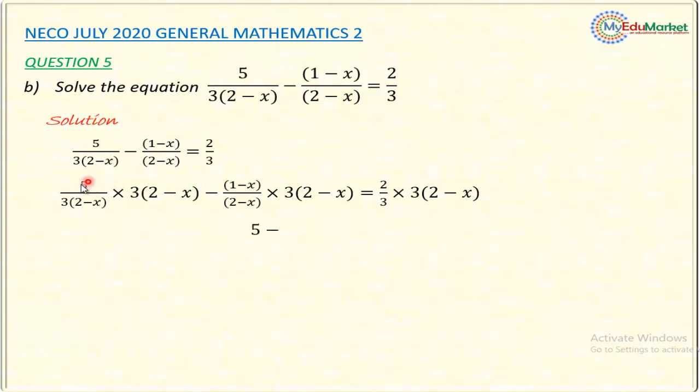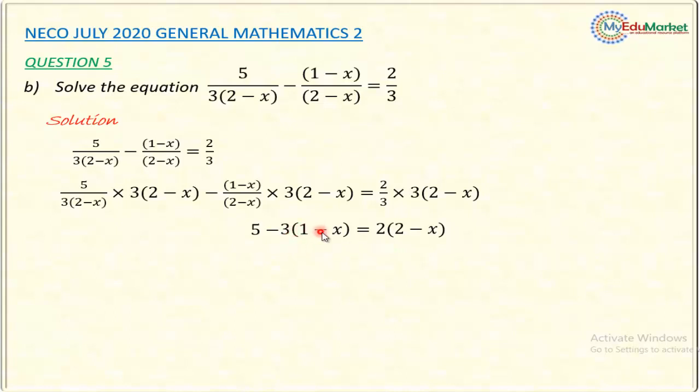Let me do that. Next term, 2 - x will cancel 2 - x. I'll be left with 3 times this bracket, so I'm going to have 3(1 - x). Moving to the right hand side, 3 will cancel 3. I'll be left with the bracket (2 - x) times this 2, so I'm going to have 2(2 - x). So all this reduces to this. Next is to expand the brackets.